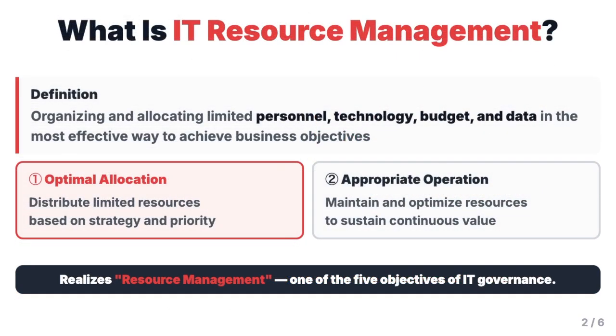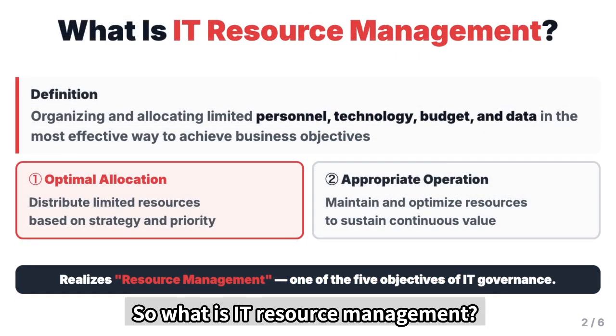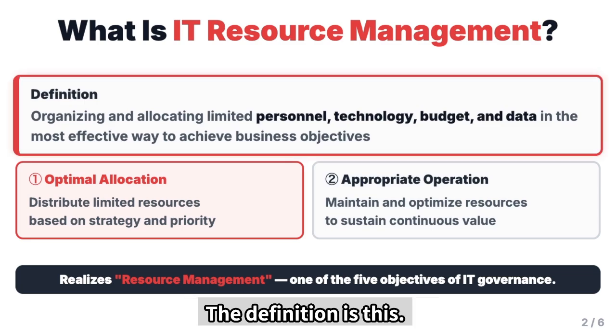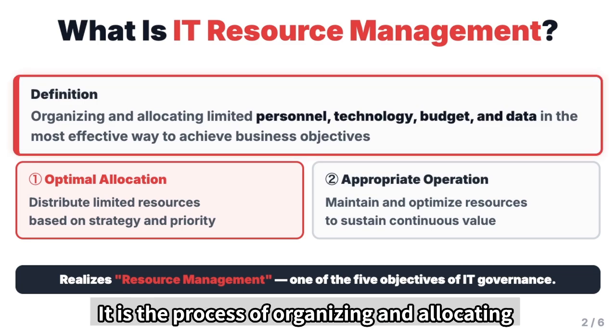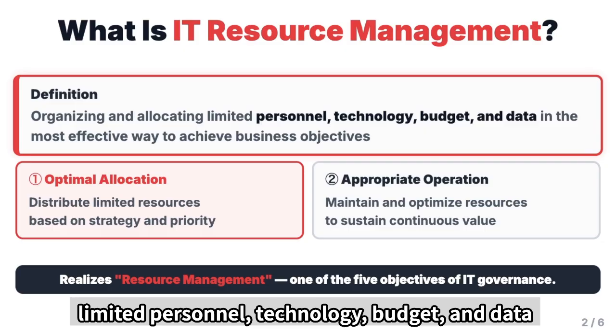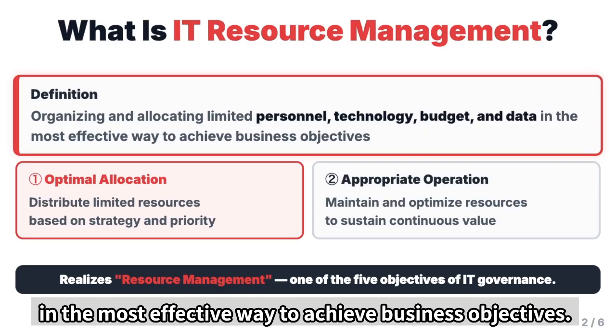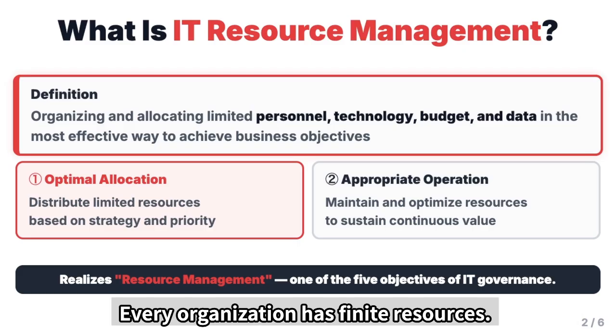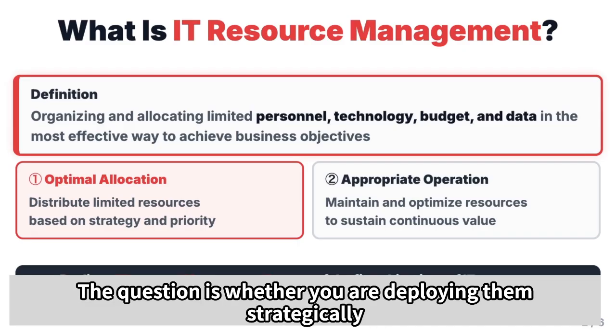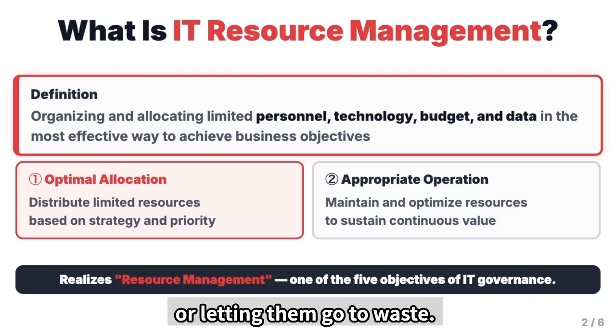What is IT resource management? So, what is IT resource management? The definition is this. It is the process of organizing and allocating limited personnel, technology, budget, and data in the most effective way to achieve business objectives. Every organization has finite resources. The question is whether you are deploying them strategically or letting them go to waste.